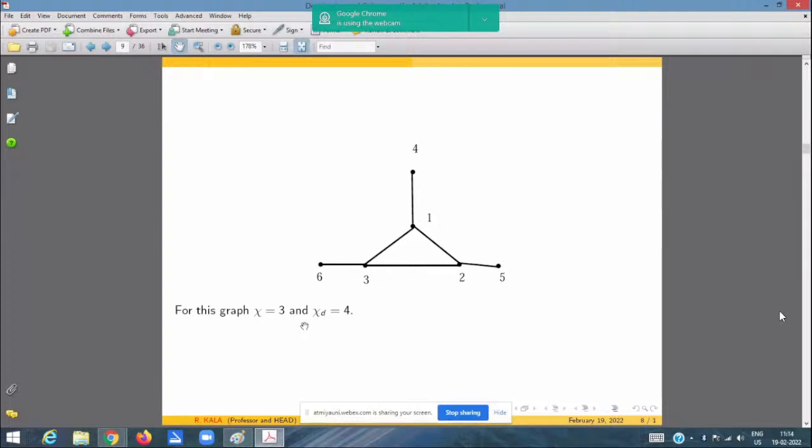It is not a dominator coloring, because if I give color 1 for this, and suppose I give color 2, then this vertex will lose the dominator property, because it is adjacent to this vertex with color 2, but it is not adjacent to this vertex with color 2. So any color used in this particular triangle cannot be used for the pendant, because then that pendant vertex will lose the dominator property. So I need a 4th color for all the pendant vertices. Now every vertex will have the dominator property. So for this graph, chi D is 4.